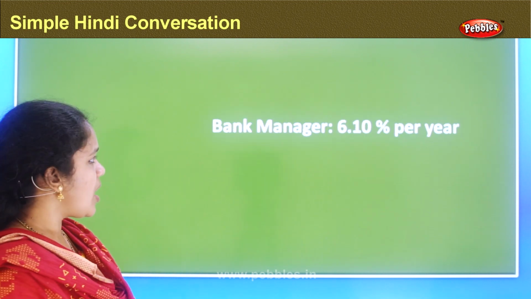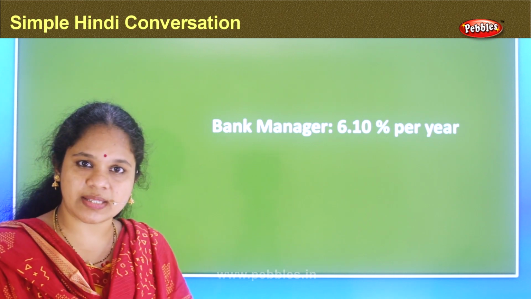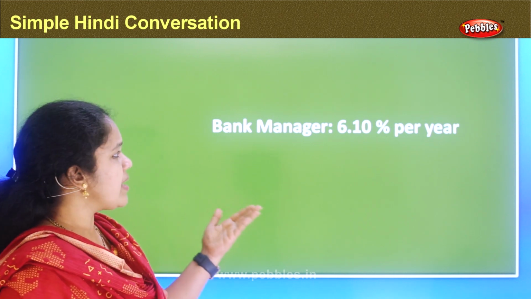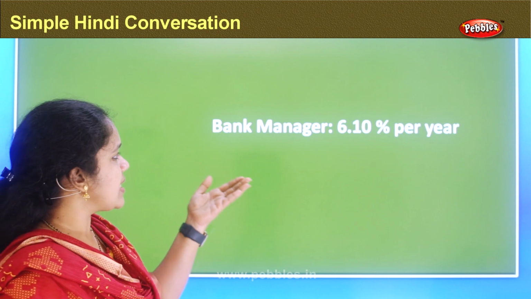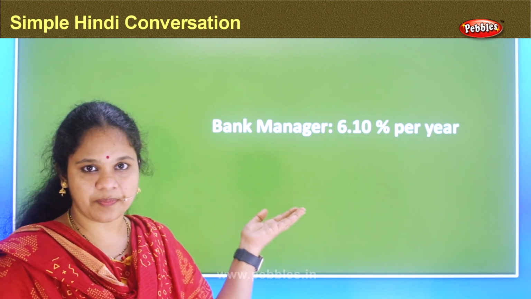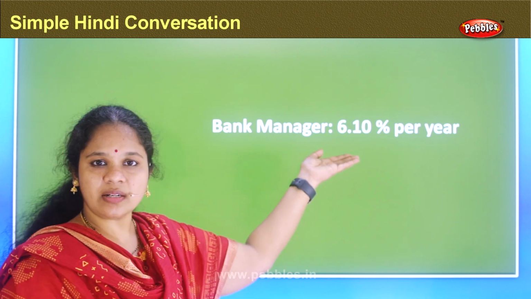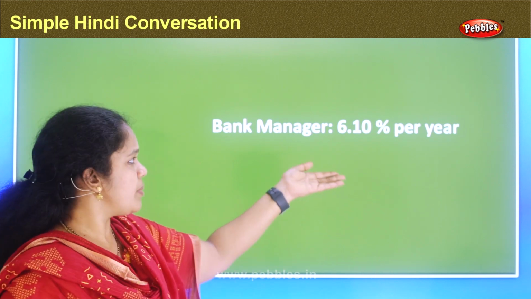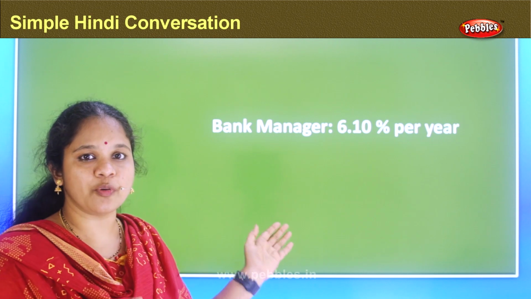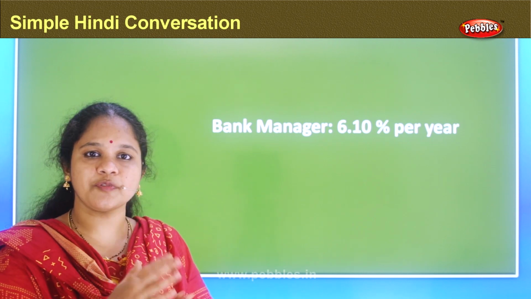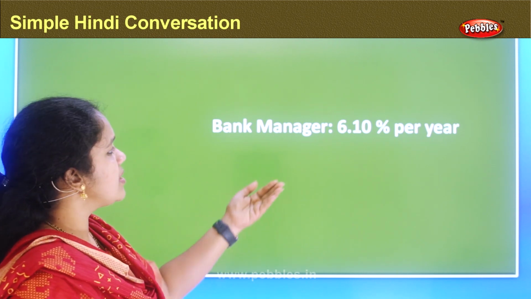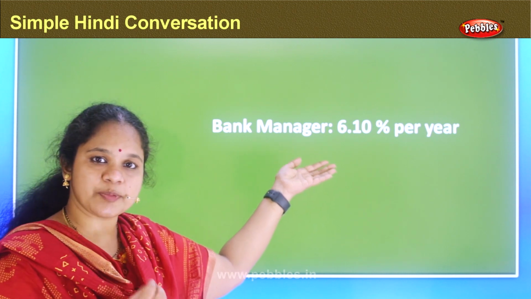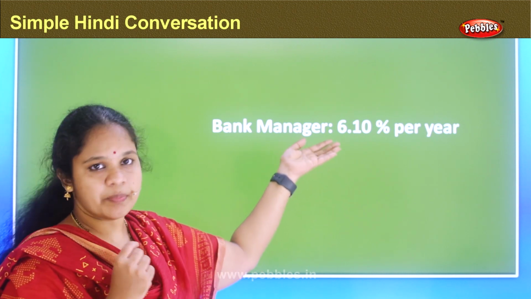Let us see how the bank manager replies. Bank manager says 6.10% per year. The digits keep on changing by the time you see the video. But we are giving the basic information on how to communicate in different places. So here the interest rate is quoted as 6.10% per year.